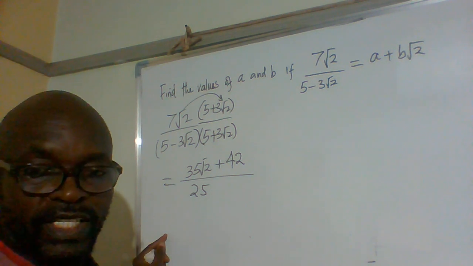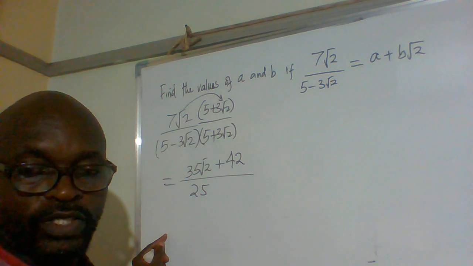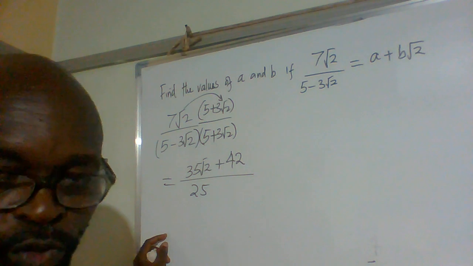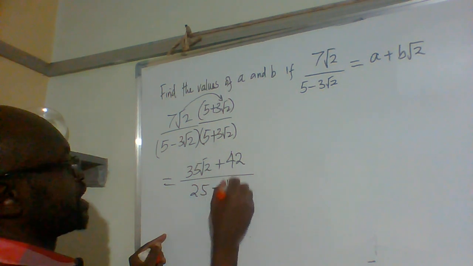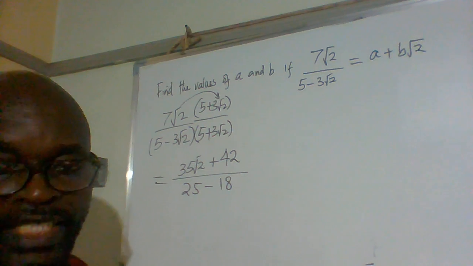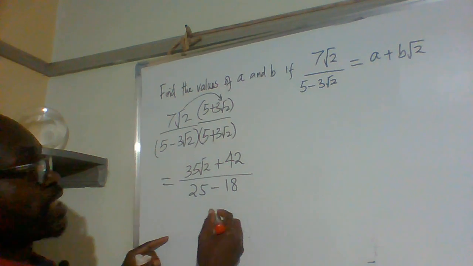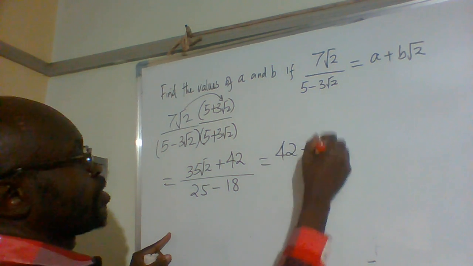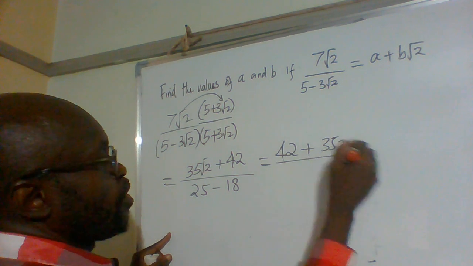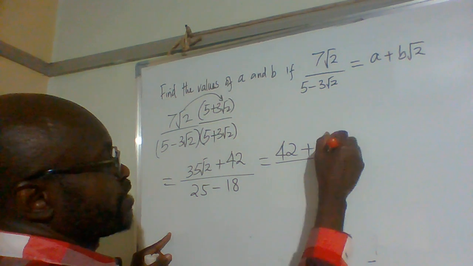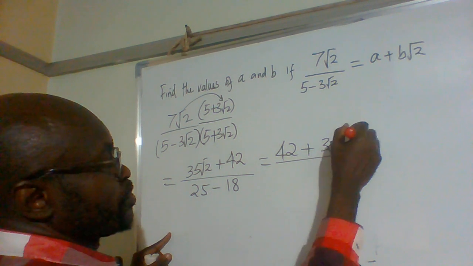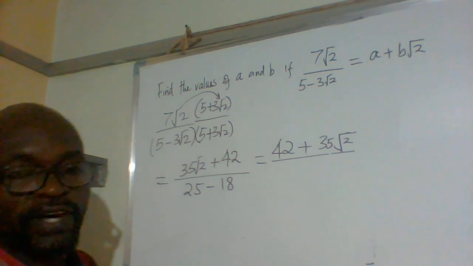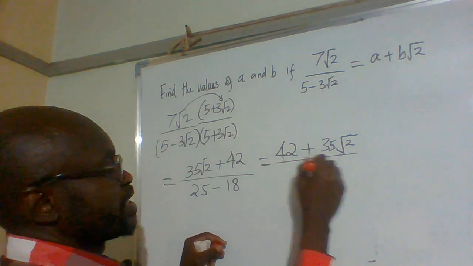So we have 3 times 3, which is 9, root 2 times root 2, which is root 4, and root 4 is 2. So 3 root 2 times 3 root 2 is actually 18. That is 9 times 2, which is 18. Now, as you can see, we can rewrite this as 42 plus 35 root 2 over, you have to be careful not to confuse the symbols there, 25 minus 18, which is 7.